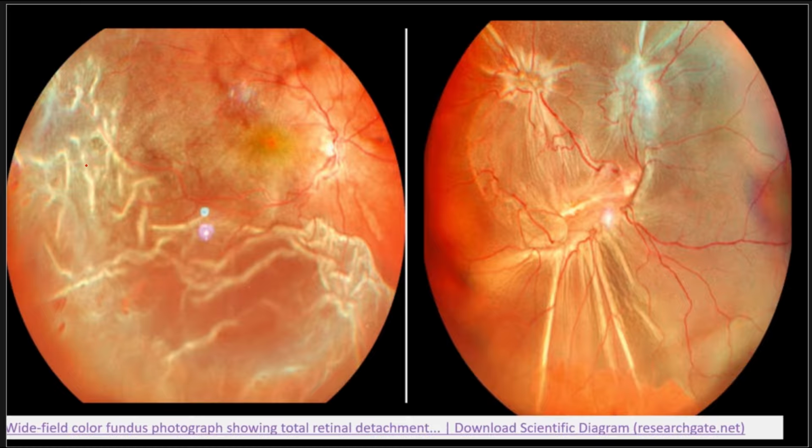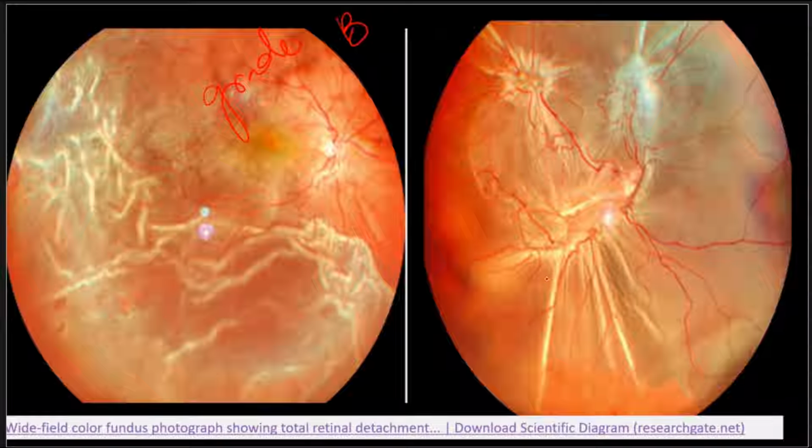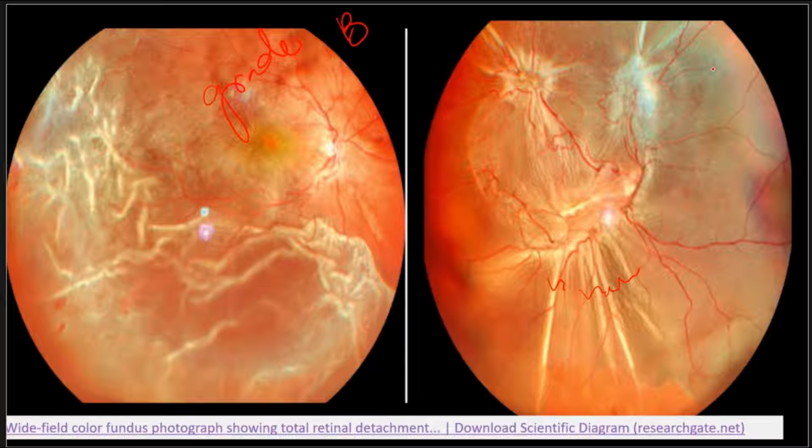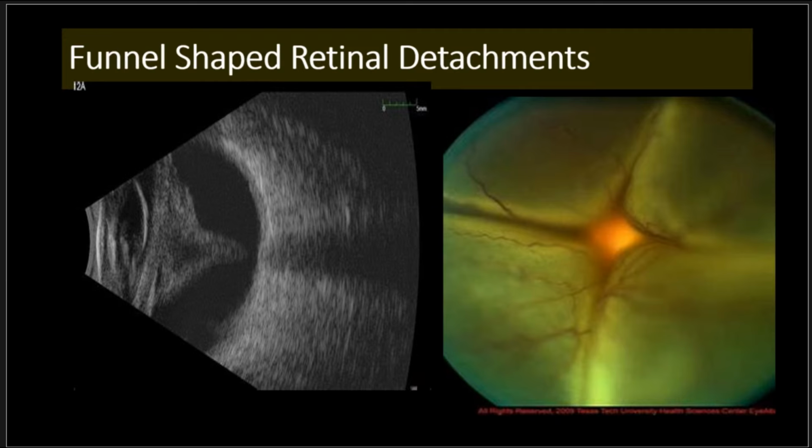So over here you can see in the first picture you have the slight wrinkling. Okay, it basically means that only the inner retina is affected, and this is an example of grade B PVR. And in the second picture you can see these folds, basically like that of a napkin or a star shape. Okay, so this is an example of grade C PVR, in which the full thickness retina is affected by that fibrosis, right?